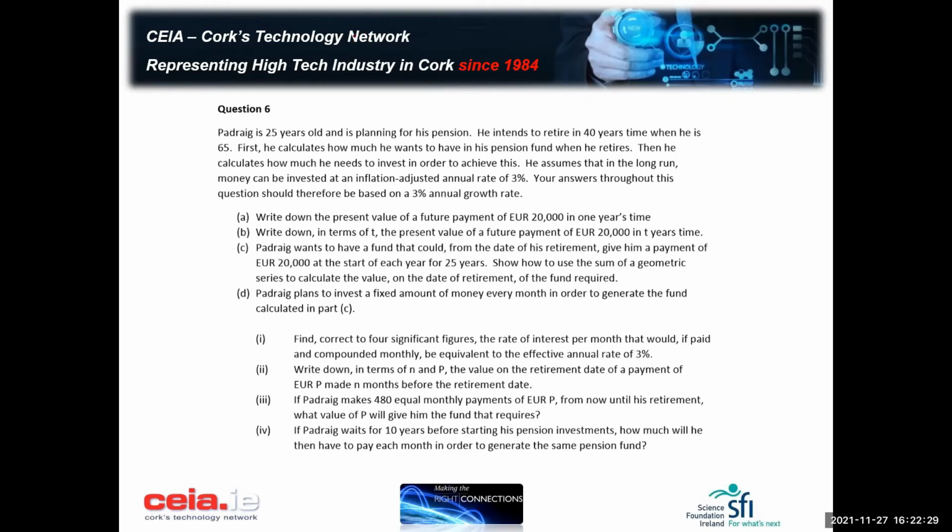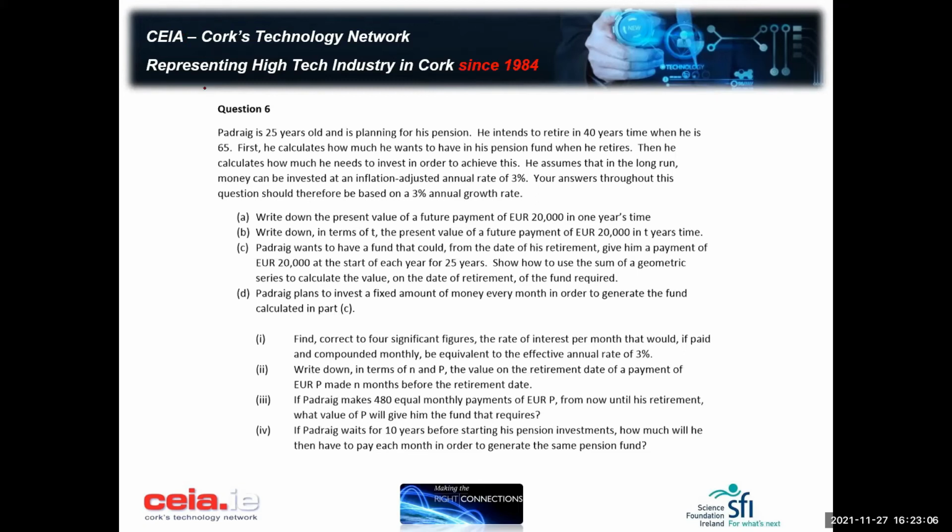So, question 6. Padraig is 25 years old and is planning his pension. He intends to retire in 40 years' time when he is 65. First, he calculates how much he wants to have in his pension fund when he retires. Then he calculates how much he needs to invest in order to achieve this pension pot. He assumes that in the long run, money can be invested at an inflation-adjusted rate of 3%. Your answers throughout this question should therefore be based on a 3% annual growth rate. So I like the way this question breaks it down into many different parts, all leading to the part at the end.